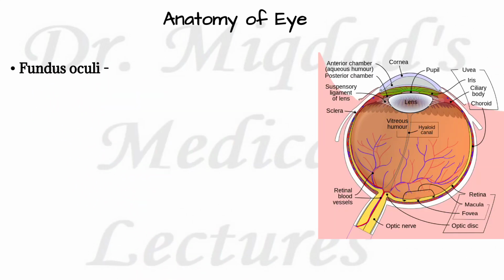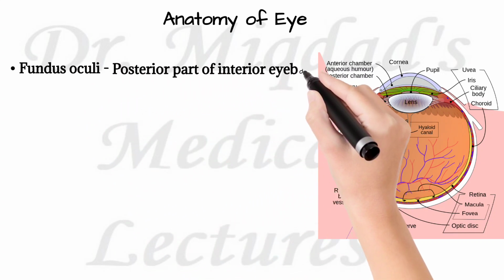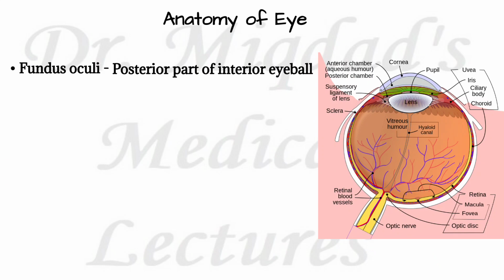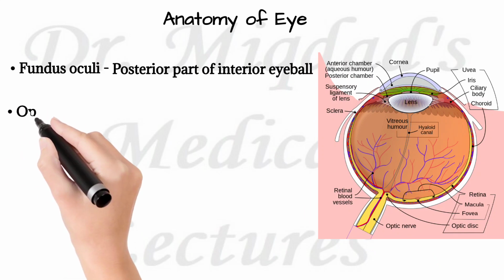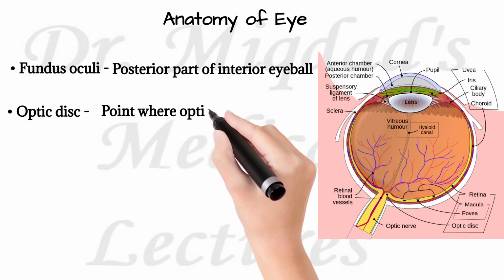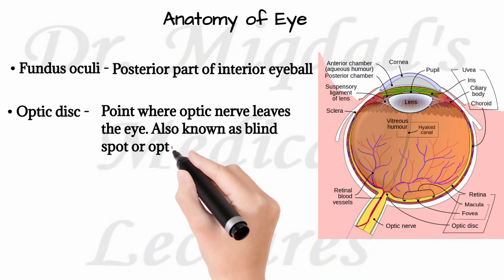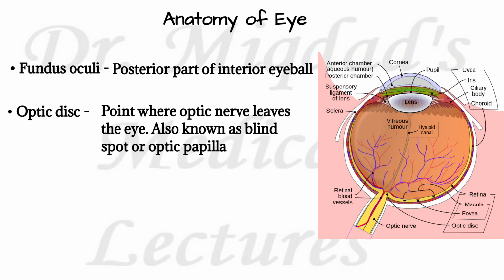Then the fundus oculi, also known as the fundus, is the posterior part of the interior eyeball and has two important structures, that is the optic disc and the macula lutea. The optic disc is a pale disc situated at a point 3 mm medial to and slightly above the posterior pole of the eyeball. This is the point where the optic nerve leaves the eye. It has no photoreceptors and therefore does not respond to light, and hence it is also known as the physiological blind spot.